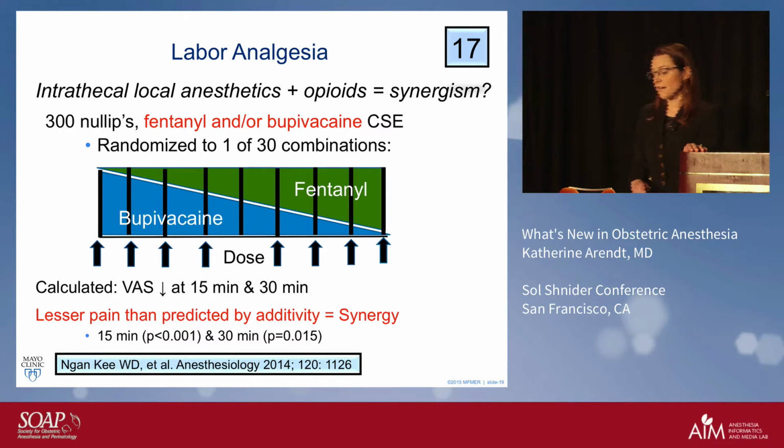And what they subsequently did is calculate the decrease in pain scores both at 15 minutes and 30 minutes. And what they found was that there was lesser pain when you used both drugs together than if you used one drug alone, as predicted by a formula that looked at additivity. This implied synergy of the two drugs. This was true at both 15 minutes and at 30 minutes. And therefore, if you want more bang for your buck, as far as your intrathecal dosing, it looks like you should combine the two instead of using just one or the other.